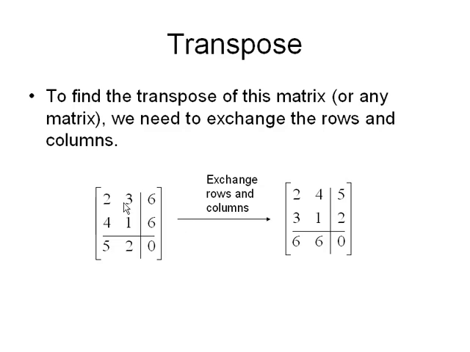Where I had 2, 3, 6, now that's going to become 2, 4, 5, because 2, 4, 5 was the first column. It's going to switch over to the first row and so on. So I end up with 2, 4, 5 in the first row, 3, 1, 2 in the second row, and 6, 6, 0 in the third row.